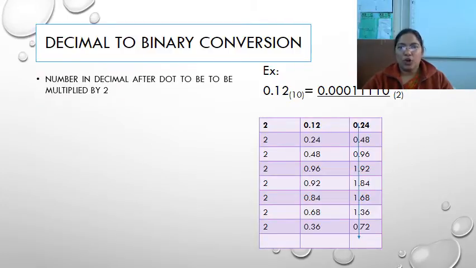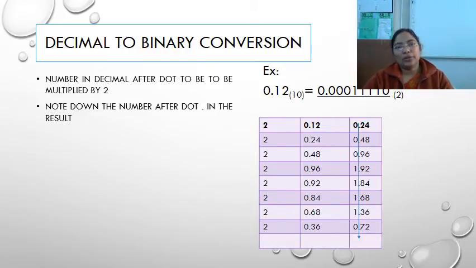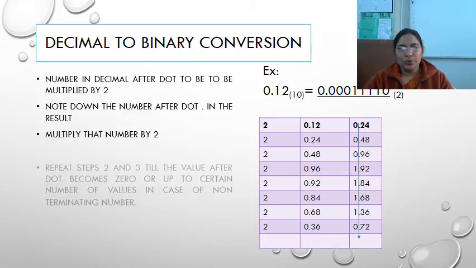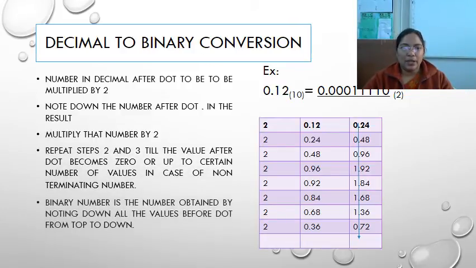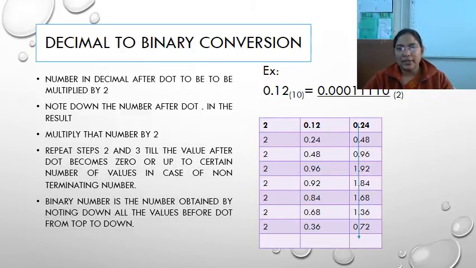See, after the dot, if a number is there, that is to be multiplied by 2. Note down the number after the dot in the result and multiply that number by 2. Repeat the same step till you receive 0, if it is terminating. If it is non-terminating, continue up to certain decimal places.